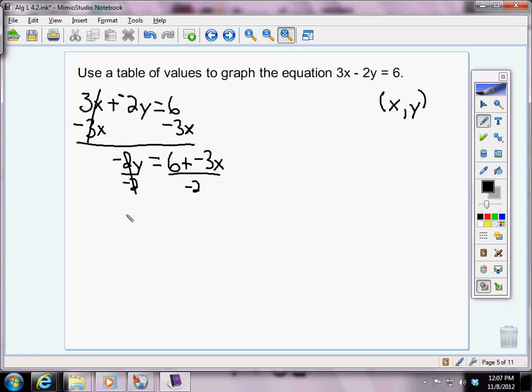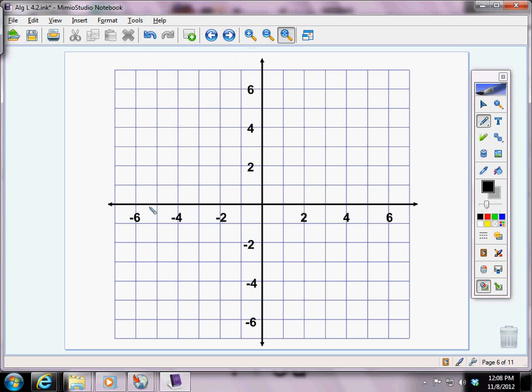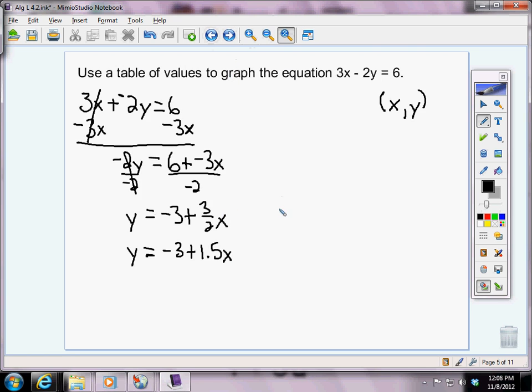Negative 2 divided by negative 2 is 1y. 6 divided by negative 2 is negative 3. Negative 3 divided by negative 2, well, negative divided by negative is just going to be a positive 3 over 2x. Now, in this situation, it would be okay if you were to write this as negative 3 plus 3 divided by 2, which is 1.5x. I'm okay either way you want to look at it. And our goal is to graph it on a coordinate plane.